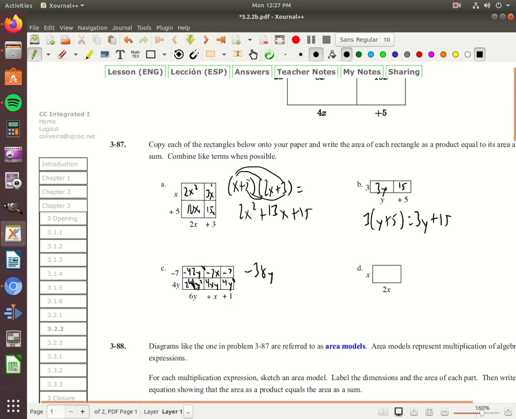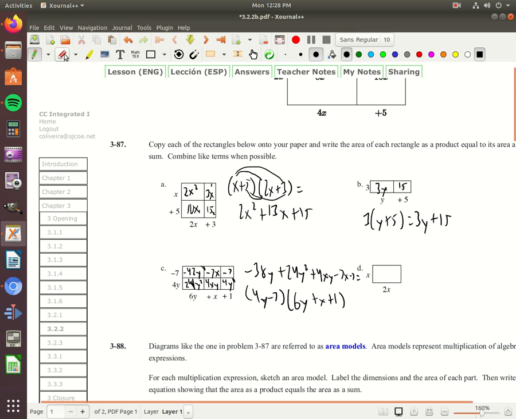I have 24y squared. I don't have any other y squared, so plus 24y squared. I don't have any other xy's, so 4xy minus 7x minus 7. And that's going to be equal to 4y minus 7 times 6y plus x plus 1.